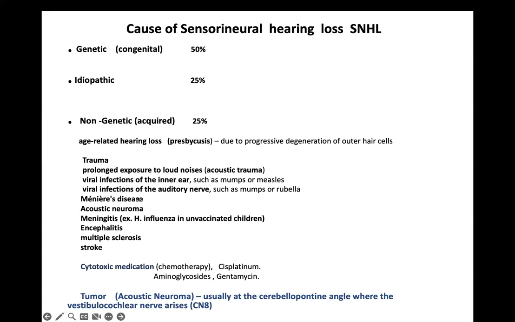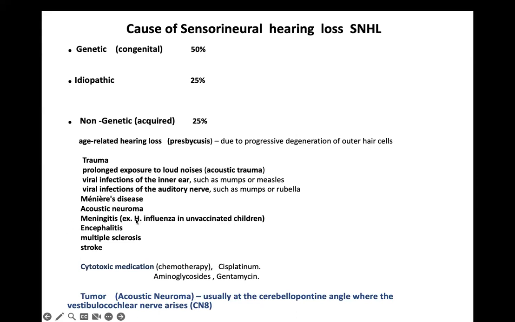Meniere's disease is something that actually can cause sensorineural hearing loss. Acoustic neuroma, which is basically a tumor in the cerebellopontine angle, so between the cerebellum and the pons, you can have a tumor called acoustic tumor. It basically affects your vestibulocochlear nerve, cranial nerve 8. So that's how they present with sensorineural hearing loss.